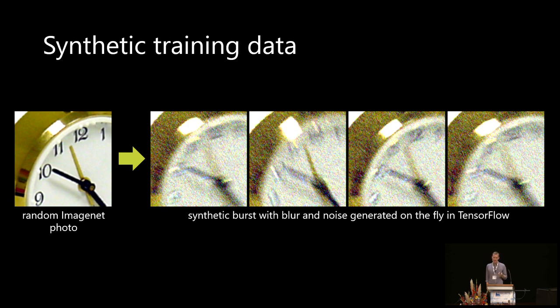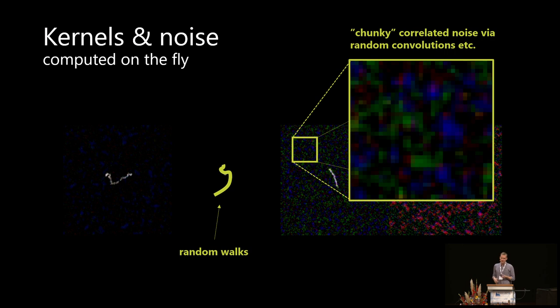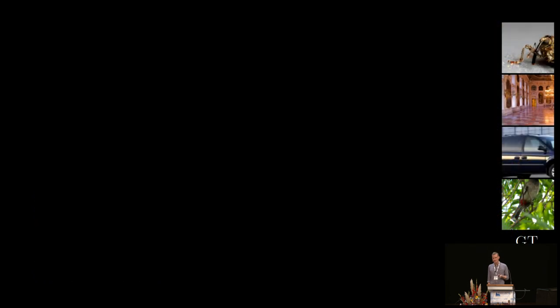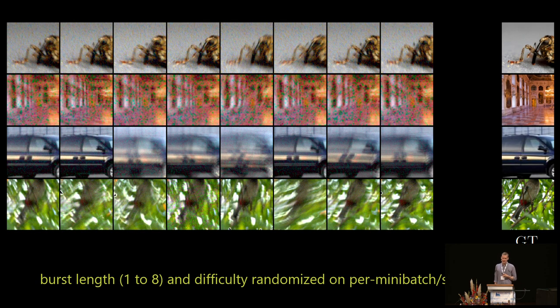We apply noise, heavy blur, and also heavy noise. The blur kernels are computed as random walks and applied as convolutions. We simulate things like correlated noise common in real-world cameras, and some other defects like the streaky highlights in overexposed areas. So from these ImageNet images, we might get bursts like these, for example.